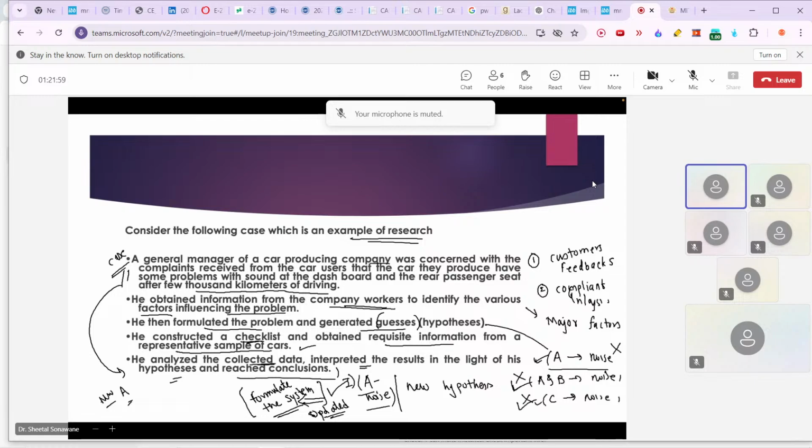Starting from collecting data, understanding the problem is very important, for which he has taken help of company workers. Understanding the problem, then generated the hypothesis, tested the hypothesis on the sample data, and accordingly reached the conclusion. So this is all about the research example.